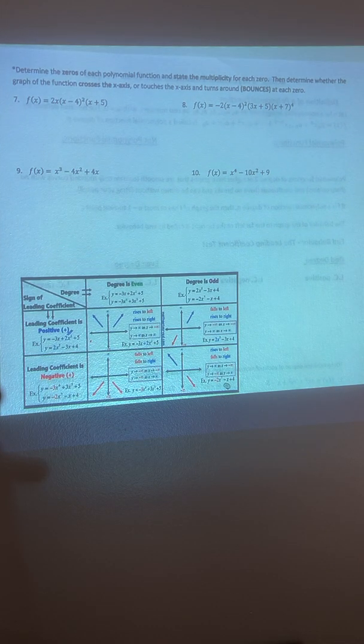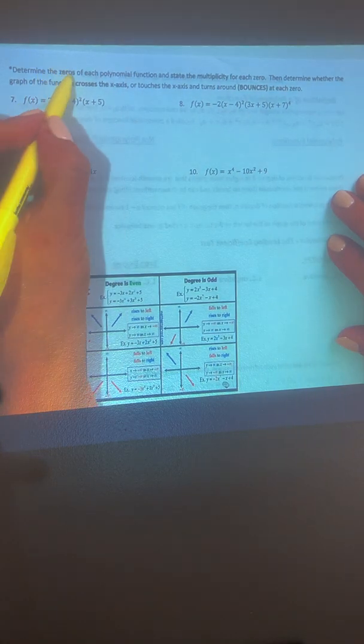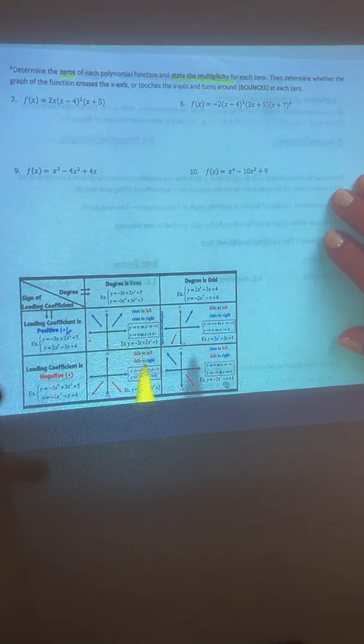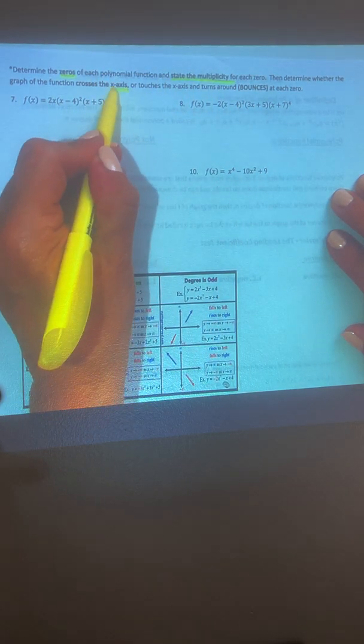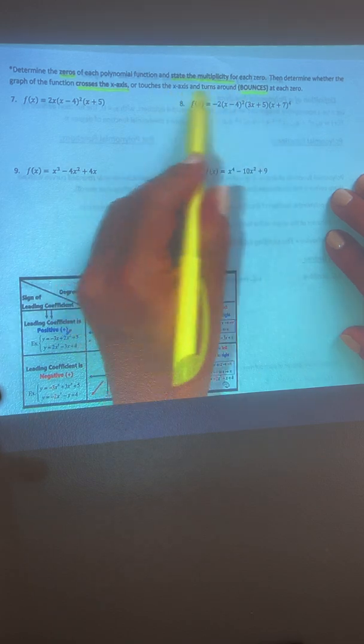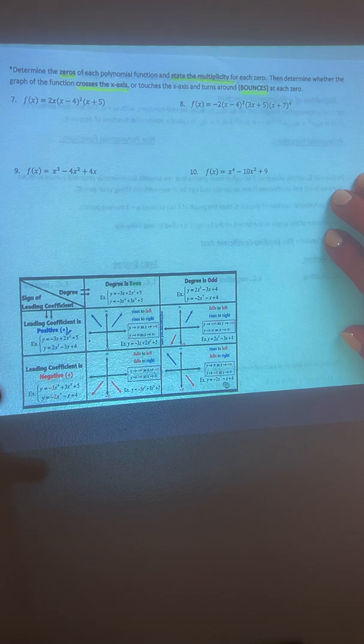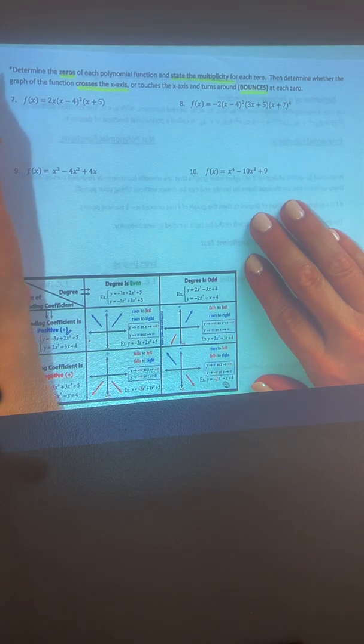Okay, so now we're going to determine zeros of each polynomial and state the multiplicity. So we're going to determine the zeros and then state the multiplicity for each zero. Then determine whether the graph crosses or bounces, touches the x-axis and turns around. That's called bounces. Okay? All right, so let me explain what that means.